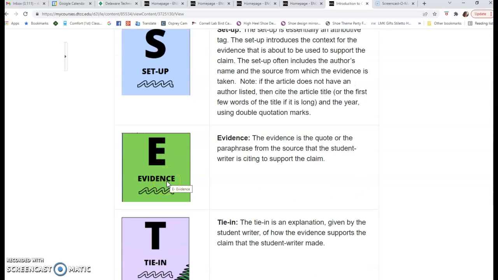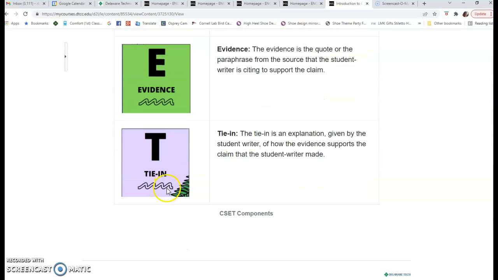E is for evidence. So once you've introduced your source, then you give the specific piece of evidence from your source that is supporting your claim. That could be a quote or a paraphrase. And then finally, there is the tie-in. So once you've given that piece of information from your source, you need to, in your words, tie that in to what you are trying to say.